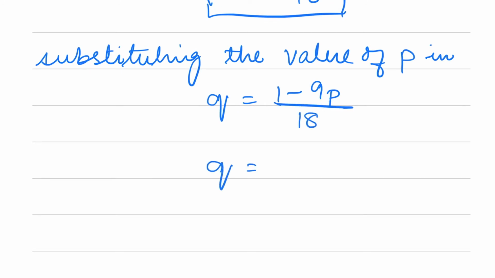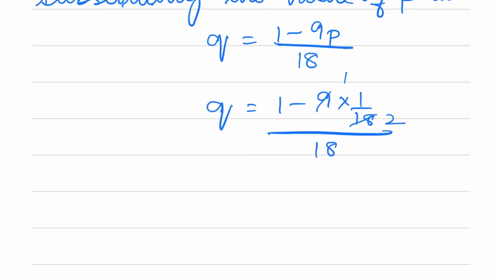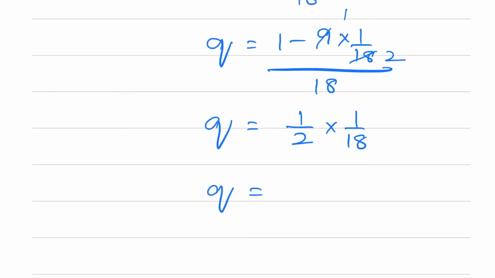So Q is equal to 1 minus 9 into 1 by 18 by 18. So this gets 1 and 2. So Q is equal to 1 minus half will give me half into 1 by 18. So Q is equal to 1 by 36.